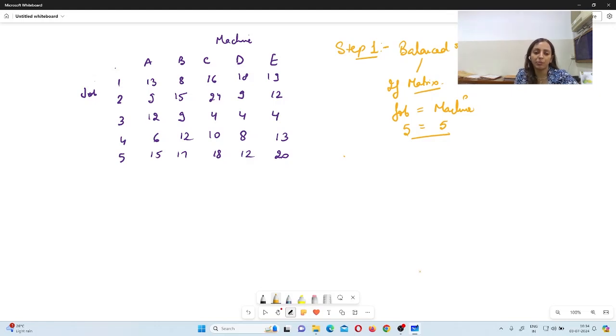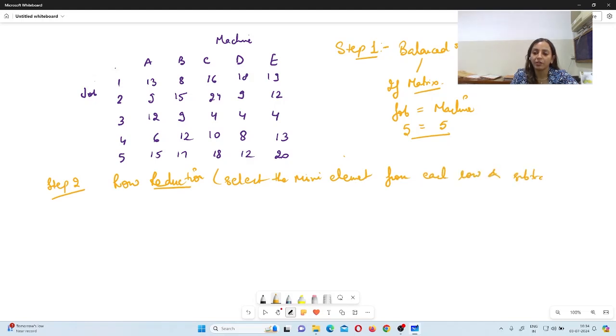Now we come to step number 2. What we have to do in step number 2 is follow our steps, that is the row reduction. What is row reduction? In the row reduction, we have to select the minimum element from each row and subtract it from that row, right? You have to select the minimum from each row and subtract it from that row only, not from all the rows.